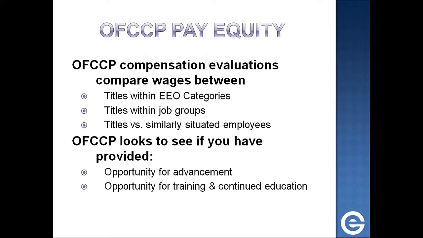Then they look at similarly situated employees within job titles. They're looking to see if you have provided opportunity for advancement, for training and continued education. So you might say, well, he makes more because he took some additional training and education in this particular field, and so we gave him a pay increase upon completion of that. They will come back and ask you, did you provide that training to the other employees that were eligible in this job title?